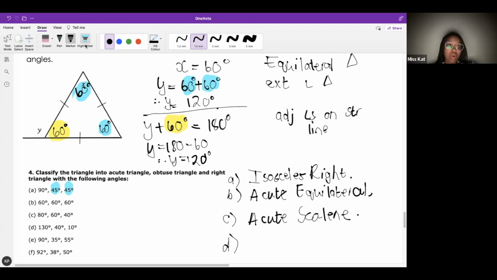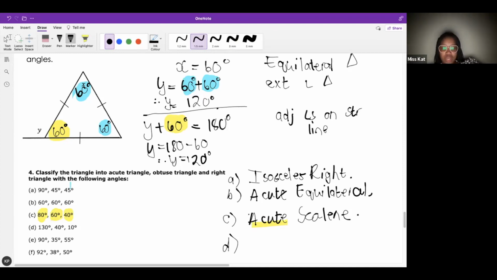Rapapatu says how. Okay, Rapapatu, let's look at the angles. For number C, all angles are less than 90. If it's less than 90, then they are all acute angles. That's where you got the acute. And then all angles are unequal. It's 80, 60 and 40. Those are unequal angles, so that makes it a scalene triangle. Do you see? There we go. Okay, let's move on to D.